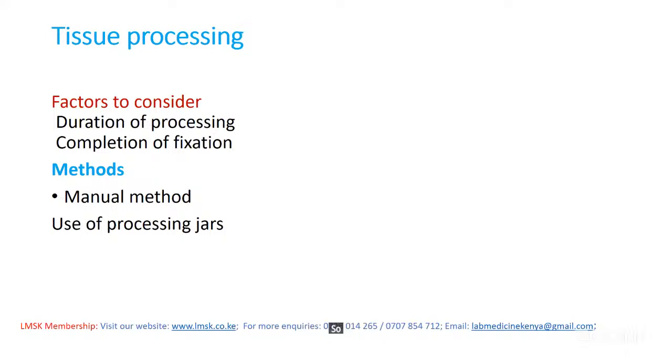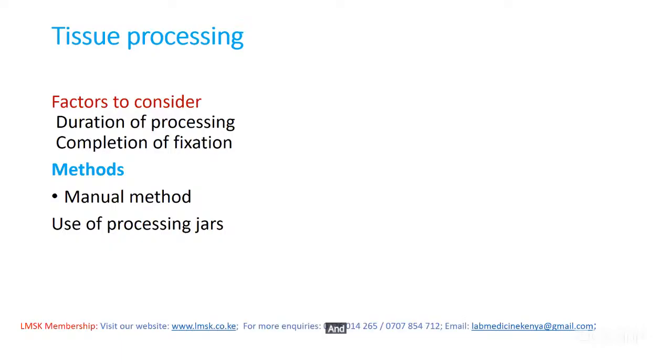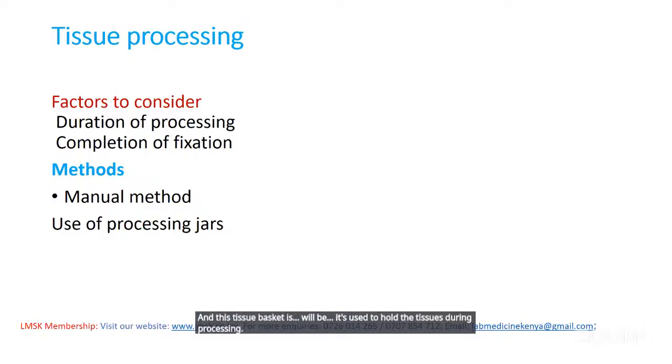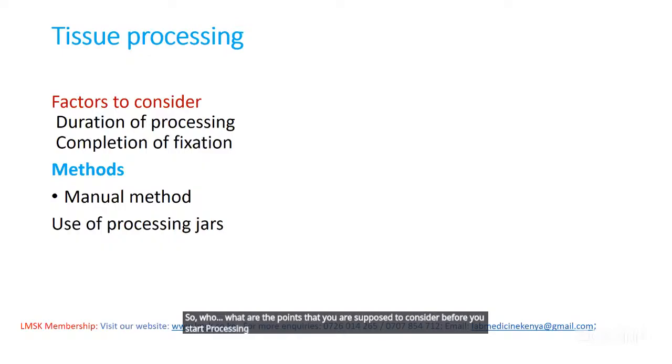So once you have grossed your tissues or cut up the tissues, they are now in cassettes. You place those cassettes containing tissues into a tissue basket. And this tissue basket is used to hold the tissues during processing. So what are the points that you are supposed to consider before you start processing? First, the duration of processing.